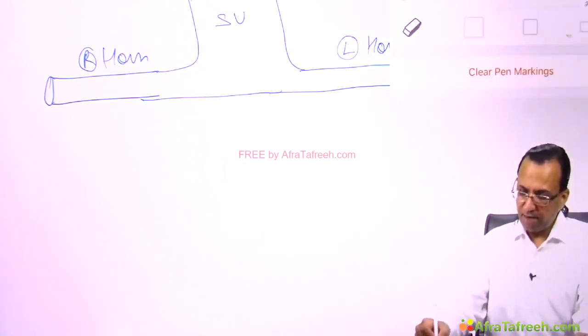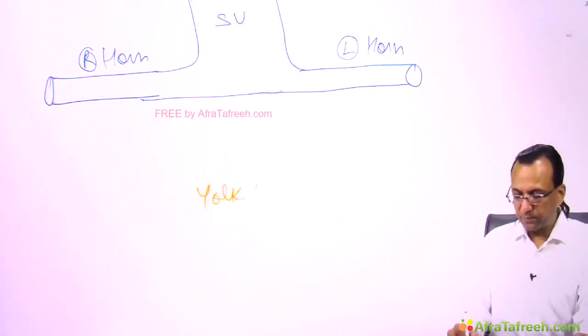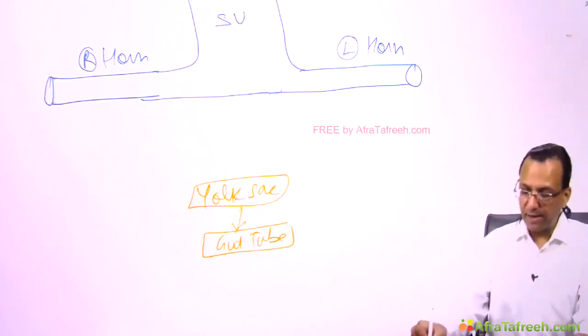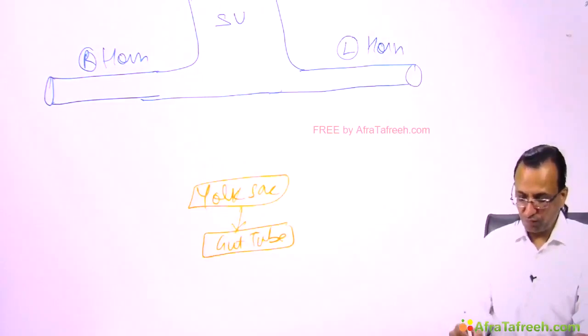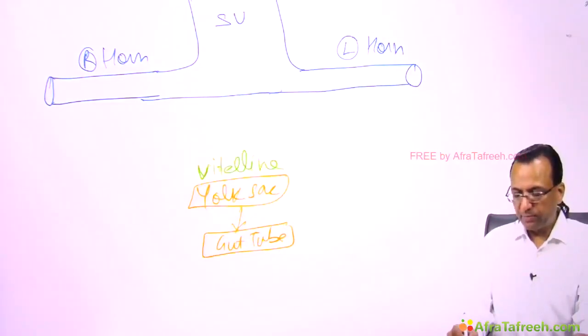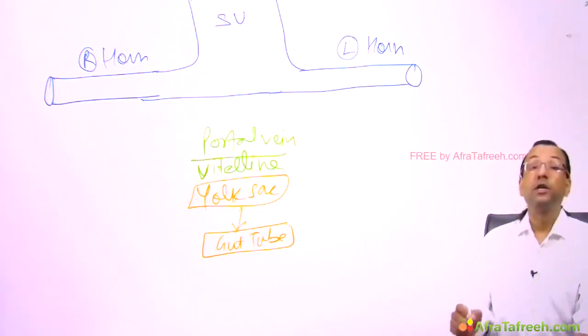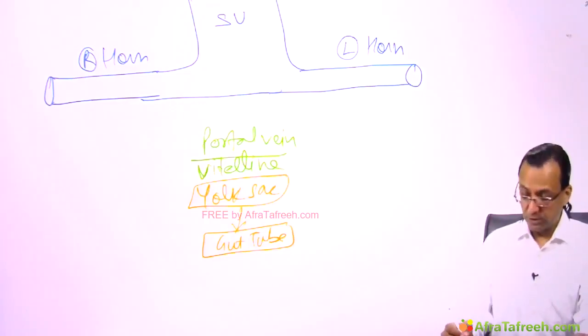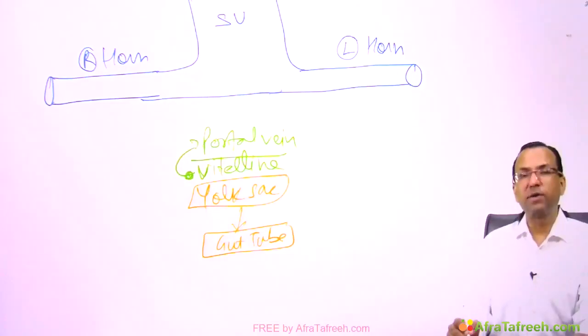See, you have to talk about the yolk sac, later becoming the gut tube. In the beginning, the yolk sac will have the vitelline vein. Later the vitelline vein should become the portal vein. So how the portal vein is formed is a question. You're telling the vitelline vein will become the portal vein as the yolk sac becomes the gut tube? Yes. How is it formed?